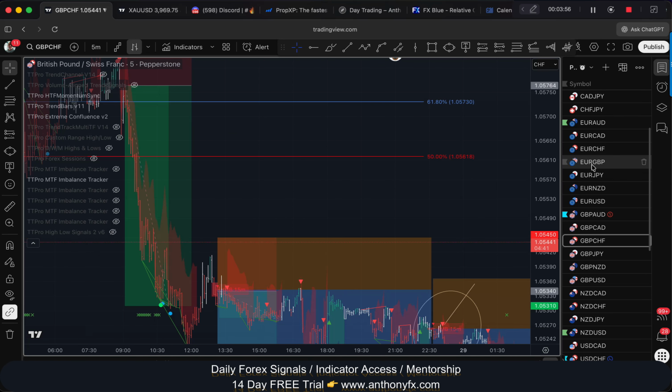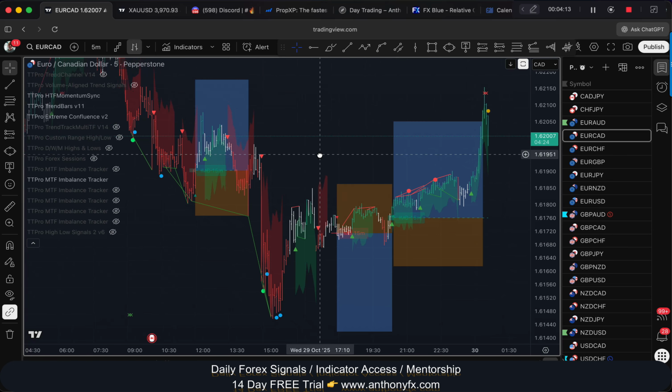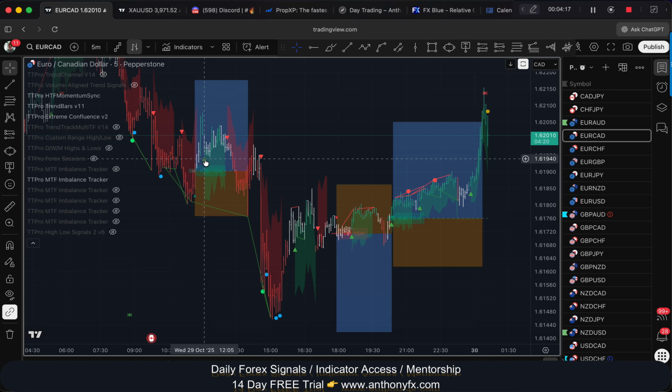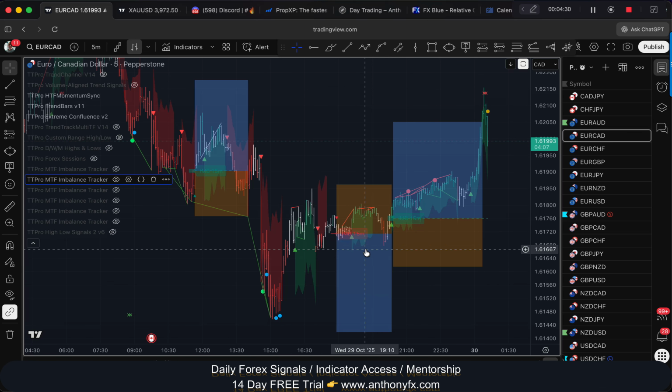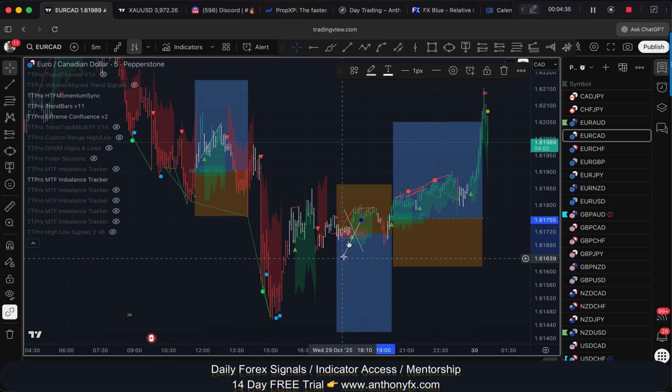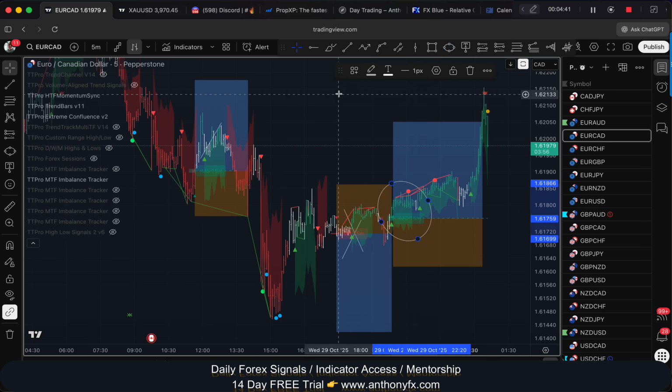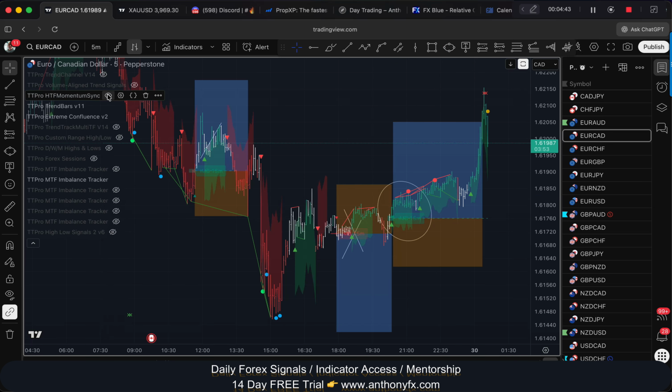Nice. I don't know, what do we got here? Euro CAD. Keep it simple. Well, there's green behind that one. You could have taken that. Close it there. There's no red behind that. Don't take it. Just ignore it. This one here, just use this indicator. Is there green behind it? Yes, there is. Take that trade.